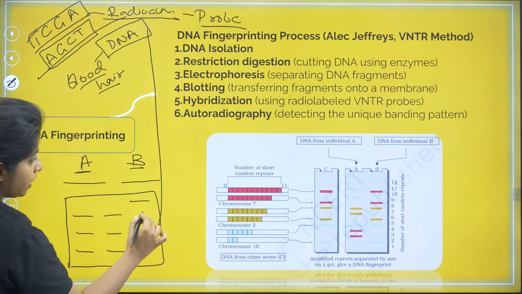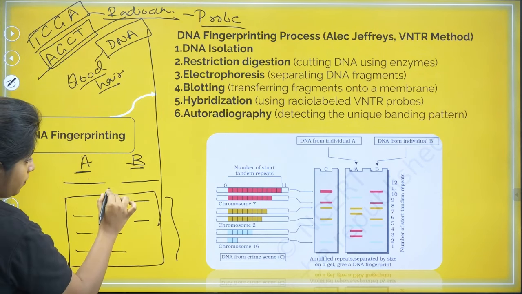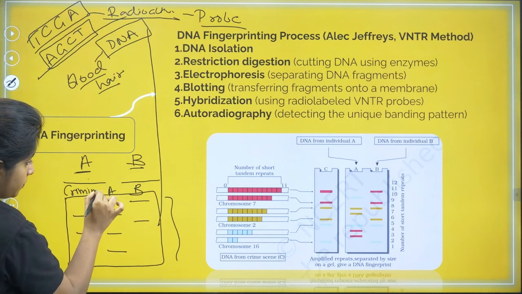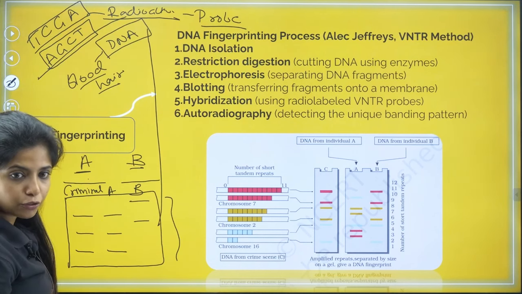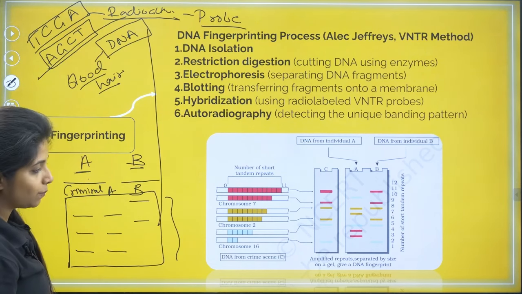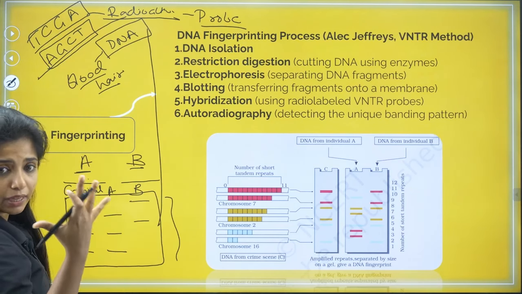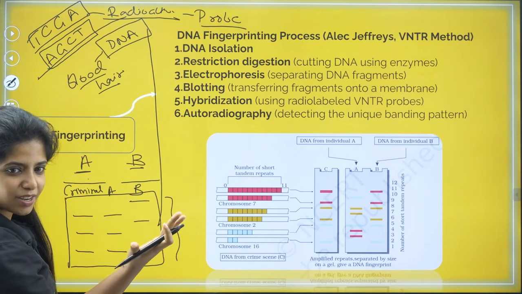Okay, so from B I got these many, from A this, and this is the criminal. I cannot see it in the electrophoresis chamber. I cannot see the DNA. So, I take a nitrocellulose sheet and transfer it over here. This is known as Southern blotting. Okay, still I cannot see it.